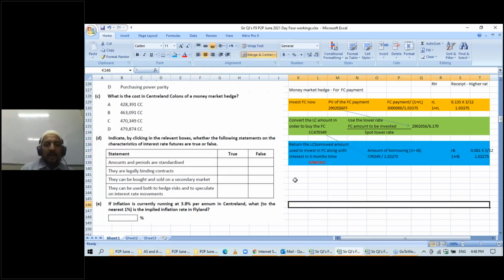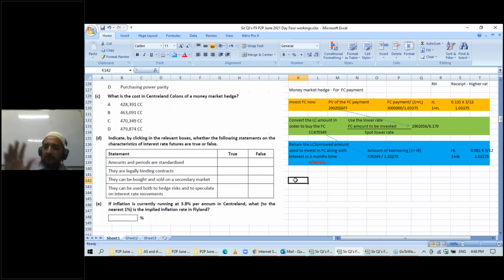Okay, now moving on to part D. Indicate by clicking in the relevant boxes whether the following statements on the characteristics of interest rate futures are true. So there is a futures market situated in London, for example, and interest rate futures are being sold there. An interest rate future is just like a share certificate. Share certificates are standardized, and suppose $1 is written on it as a face value. Currency notes carry standard figures, and in some countries the shares may be of 10 rupees or 100 rupees, all of equal price. These are known as standardized items.